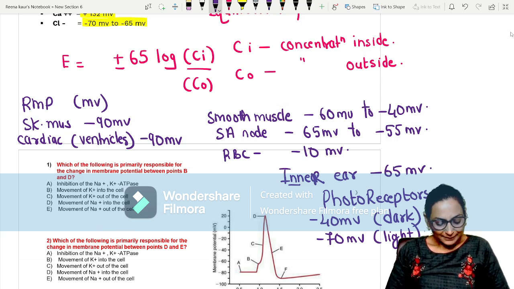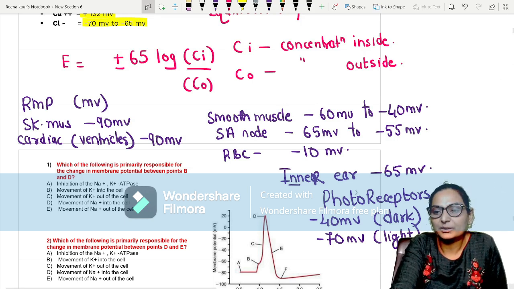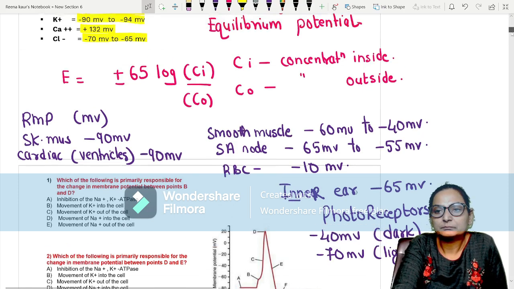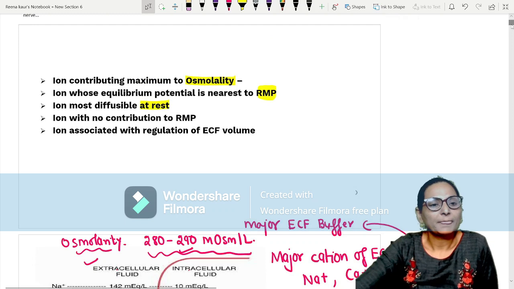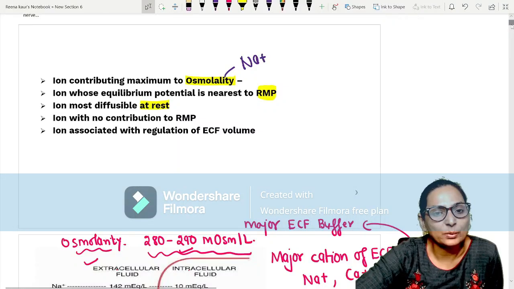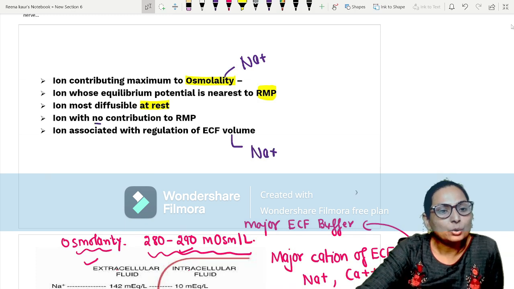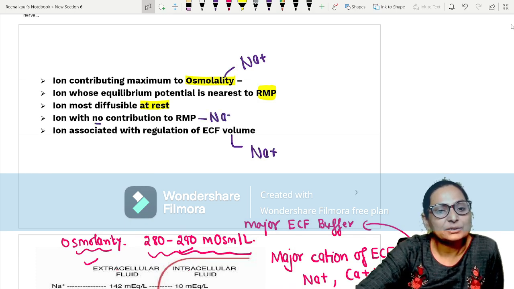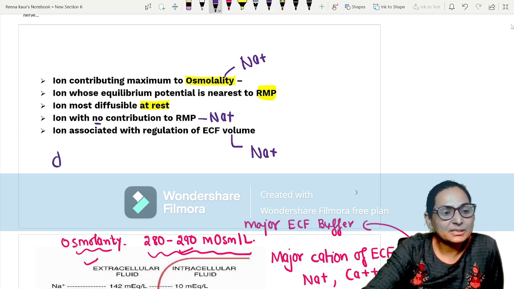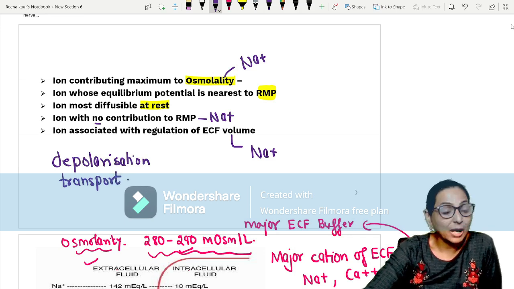Right? So now we will look at the simple one-liners, then I will teach you the action potential. See, the ion contributing maximum to osmolarity is sodium. Regulation of ECF is sodium. No contribution to RMP is sodium. So sodium is basically associated with your depolarization and with your transport, that is your co-transport and your counter transport.